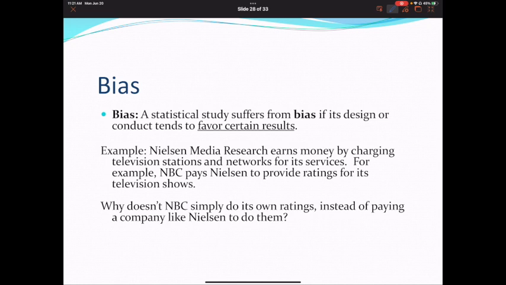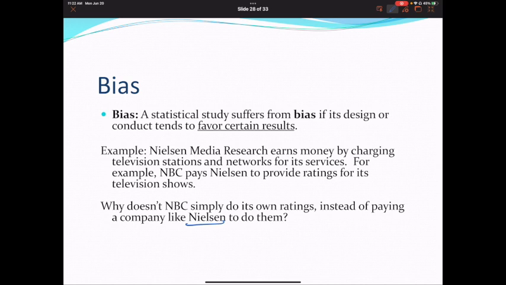So for example, the Nielsen Media Research Company earns money by charging television companies for their services, right? So Nielsen provides ratings for NBC TV shows. They're the ones who conduct the surveys. Why doesn't NBC simply do their own ratings instead of paying a company like Nielsen to do them? Well, we trust Nielsen because they're kind of a third party, right? We wouldn't want them to conduct studies on themselves.